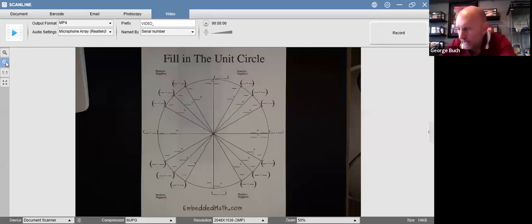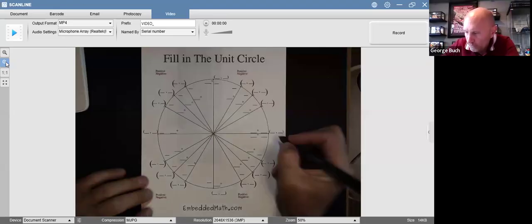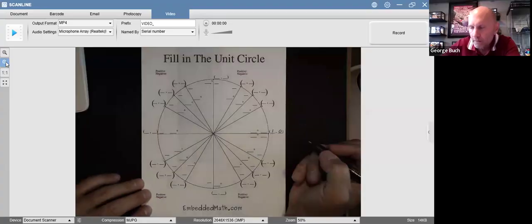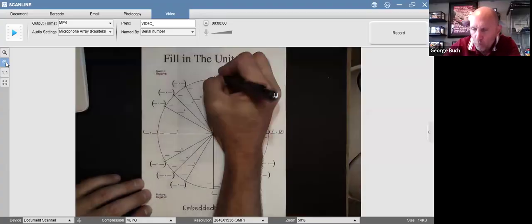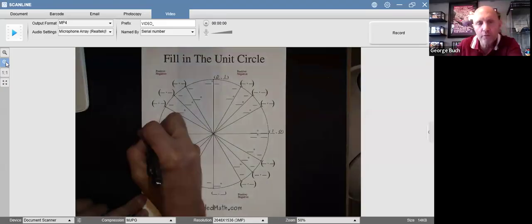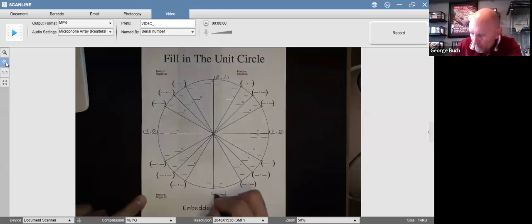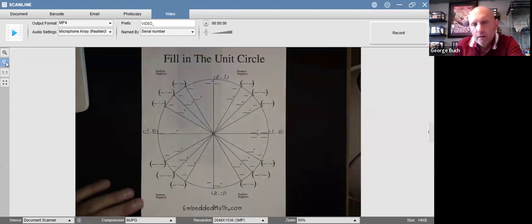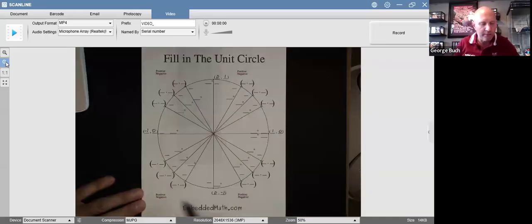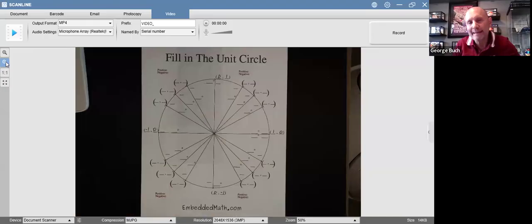And so again, we know the point over here is 1, 0. The point up top here, 0, 1. The point on the left, -1, 0. And the point at the bottom, 0, -1. So the distance that we're going to be traveling around this circle has a name, and it's called a radian.